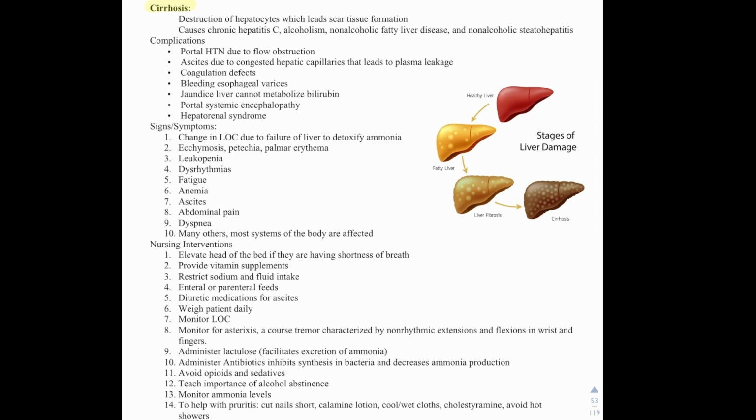So signs and symptoms, we can see a change in the level of consciousness due to failure of the liver to get rid of ammonia in the system. We can see ecchymosis, petechiae, and palmar erythema, leukopenia, dysrhythmias, fatigue, anemia, ascites, abdominal pain, dysphagia, and many others, because most systems of the body are affected.